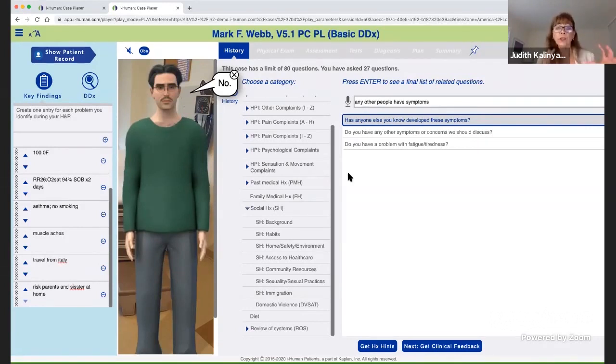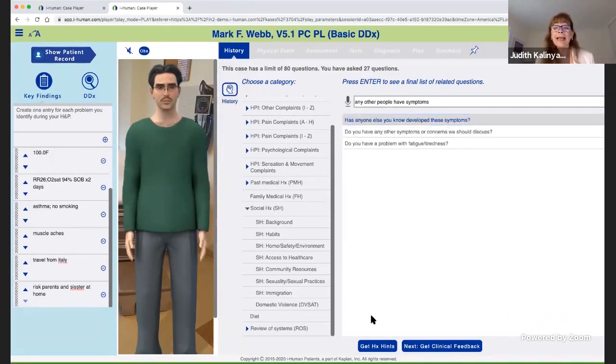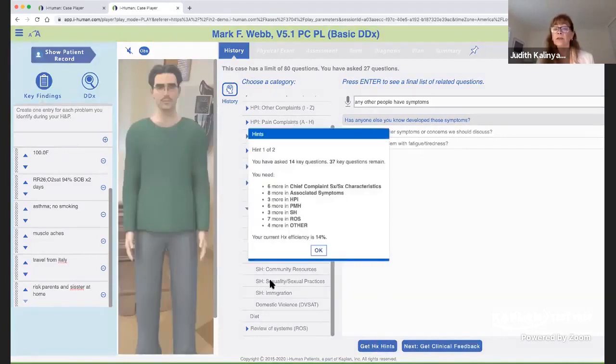But because we have a limited amount of time, 1 hour, to show what we're going to do here, I'm going to move us a little bit forward. I am going to show that your faculty, if they wanted to give you some hints along the way, these are what questions we've gotten right so far. So you can see at the top, I've been keeping track. We were given 80 questions, which is really an abundant number to interview a patient. We've used 27. We've gotten 14 that were really key, and there are still others remaining.